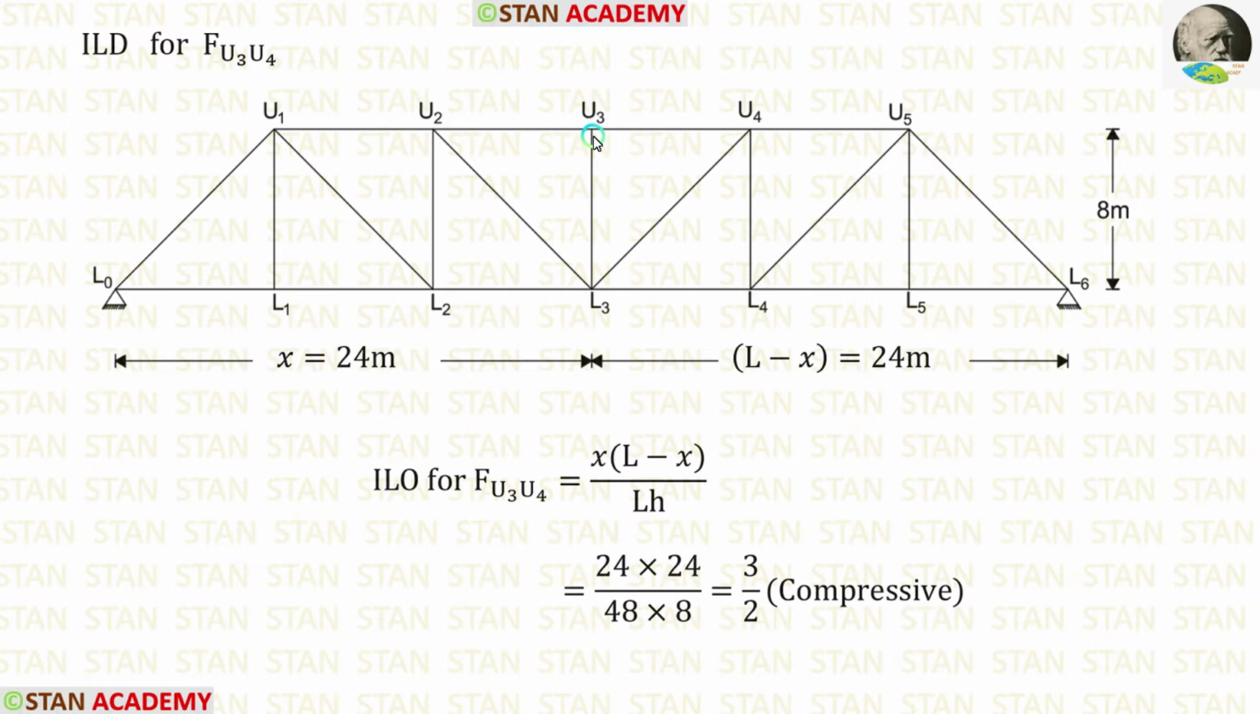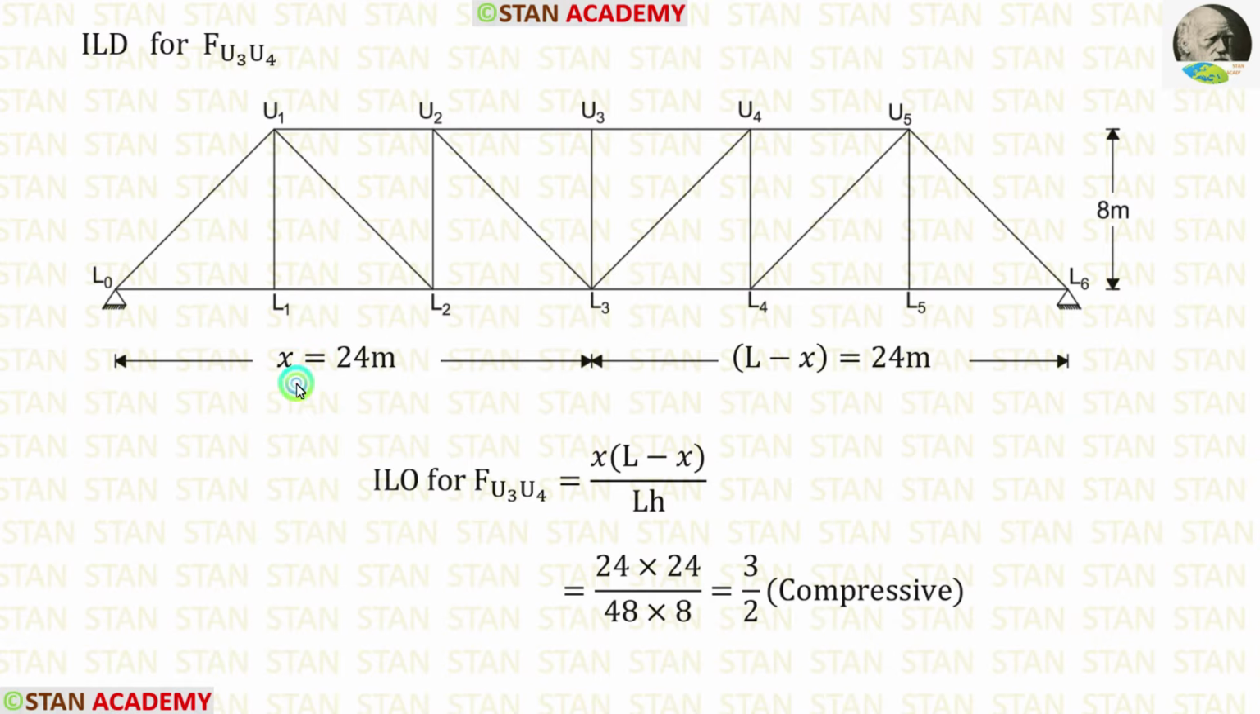Now let us make ILD for the force U3, U4. Let us see where U3 and U4 are meeting. U3 and U4 are meeting in the point L3. So we have to make the ordinate in the point L3.